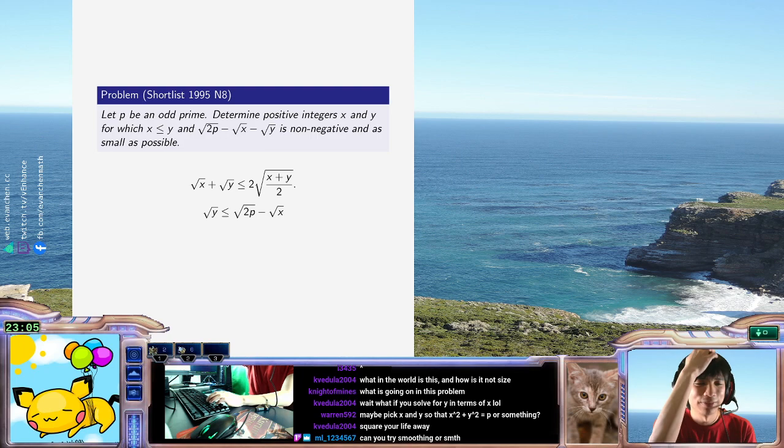Yeah, it's sort of like there's a fixed x and then there's a y that maximizes it. And so if I square both sides, it's like 2p minus x minus 2 root 2p plus x minus 2 root 2px.